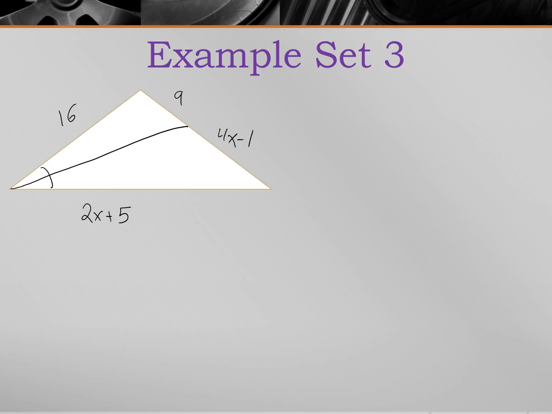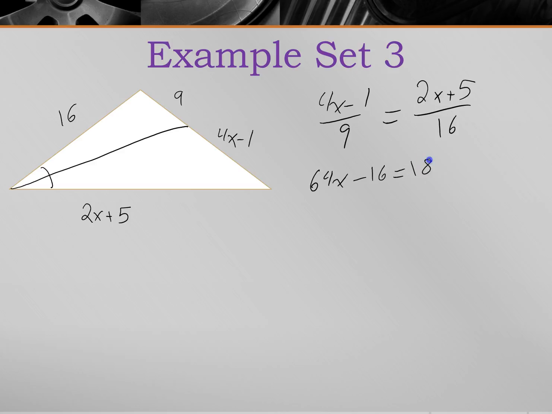So for this one, what we're going to do is we have our angle bisector. So the 16 and the 9 are together, 2x plus 5 and 4x minus 1 are together. So here's how we set it up. The two sides that are split, 4x minus 1 over 9, equals the sides that form it, 2x plus 5 over 16. Now there's nothing to reduce in this particular problem, so we just need to straight up multiply. 16 times 4 is 64x. 16 times 1 is negative 16. 9 times 2 is 18x. 9 times 5 is 45.